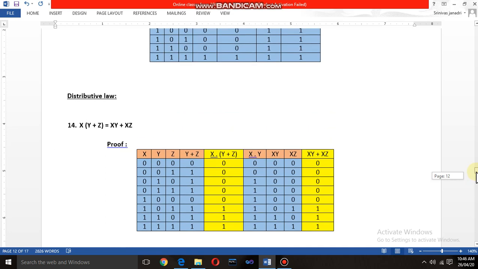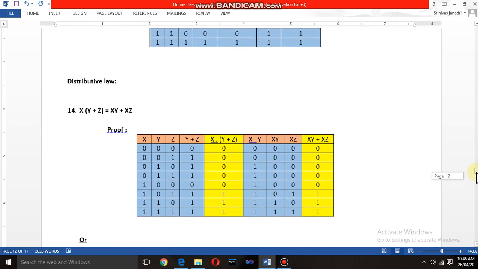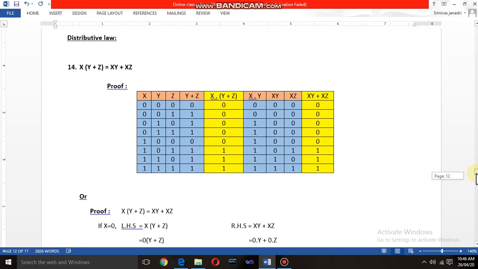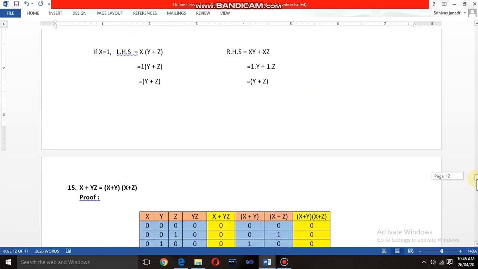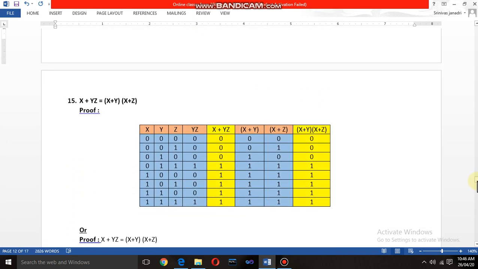This is the proof for the first distributive law, that is x and (y or z) is equal to (x and y) or (x and z). Another one is x plus yz is equal to (x plus y) and (x plus z). This is the second distributive law, and I have given you the truth table method here. Just look at the truth table method and observe this truth table.